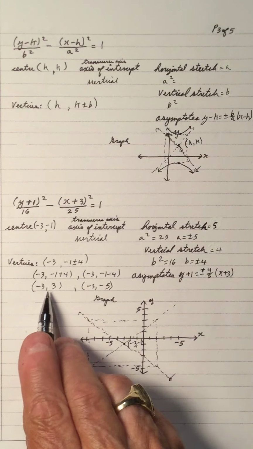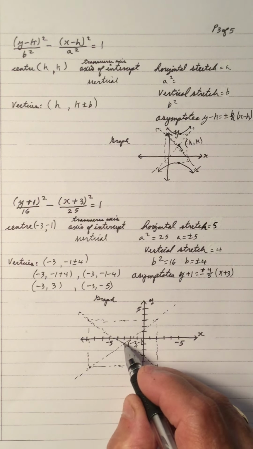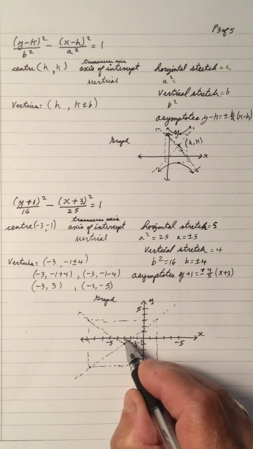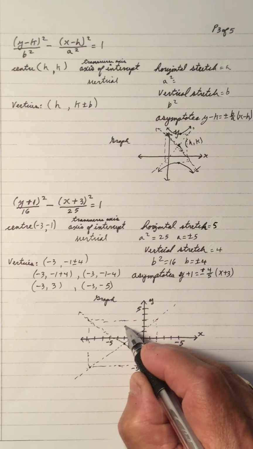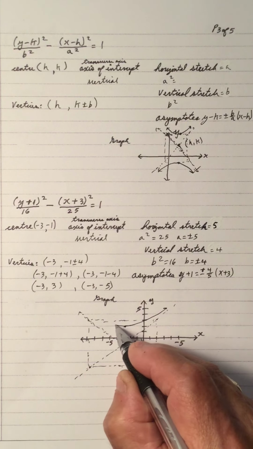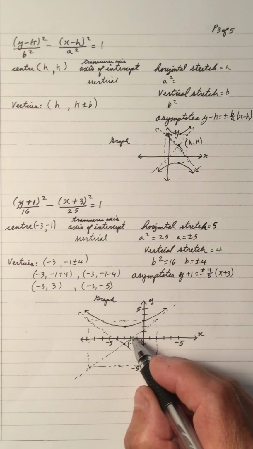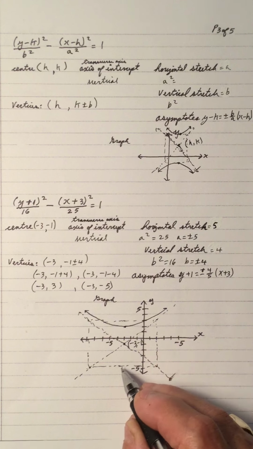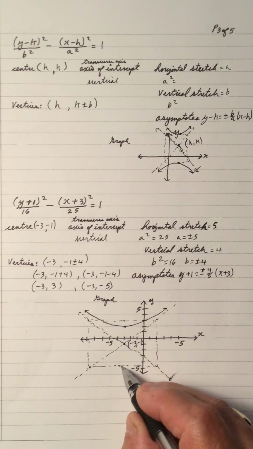And the vertices are on the vertical, so x is -3, y is 3. So 1, 2, 3. So it's going this way because the transverse axis is vertical. And this one is x is -3, y is -5. -3, -5 is right here.